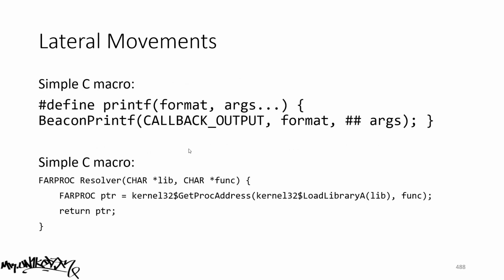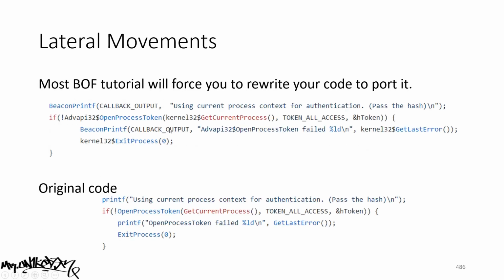So, a simple C macro to redefine printf. Here it is. It's really just that. You define printf with format and dot dot dot, which is just an expression in C that means the number of arguments is unknown, because technically you can pass more than one argument to printf because of the formatting. And every time you see printf, it's actually going to be converted to BeaconPrintf with CALLBACK_OUTPUT, which is the typical syntax that you'll find here.